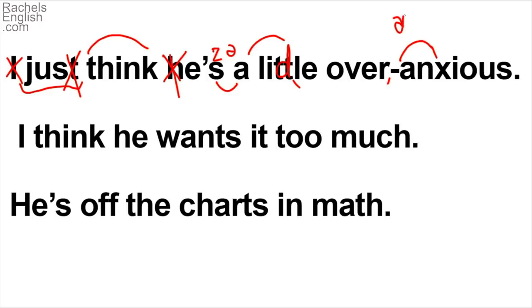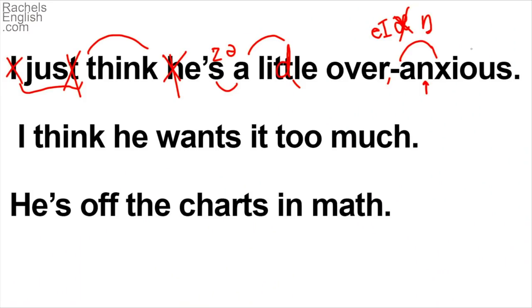Anxious. That would be written phonetically with the A as in "bat" and the NG consonant. So the letter N here is actually the NG sound, "ang," made with the back of the tongue. So when that happens, the A vowel changes. It's more like the A diphthong, like in "say": A, anxious, overanxious. And the letter X here makes the sounds K and SH. Anxious. I think he wants it too much.